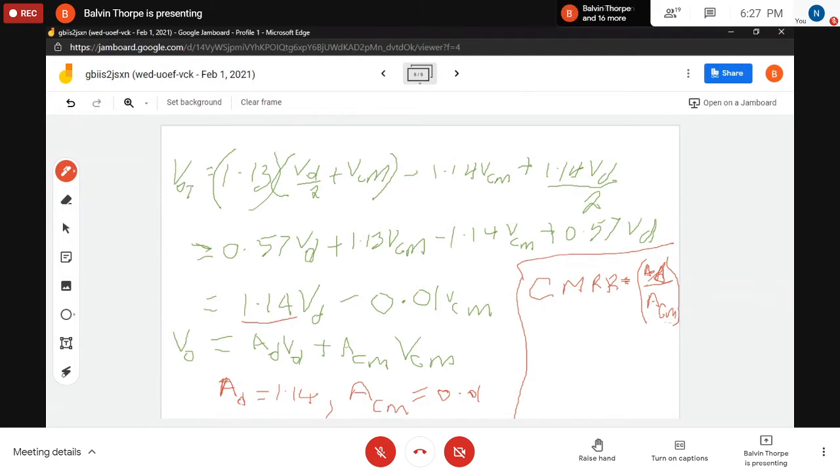If you got 0 for your ACM, it means you would have a perfect, probably too perfect, operational amplifier. Because what it would say is that you're amplifying everything that is different, and getting rid of everything that is the same. So your CMRR would be infinite. It would be so perfect that it amplifies everything that's different and gets rid of all your noise.